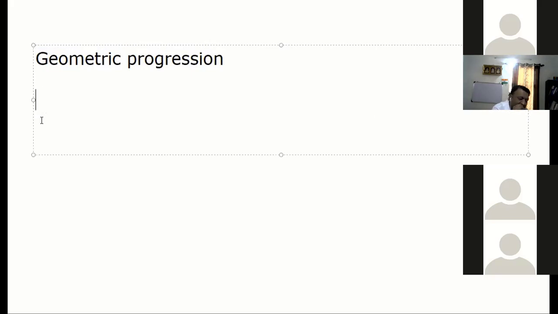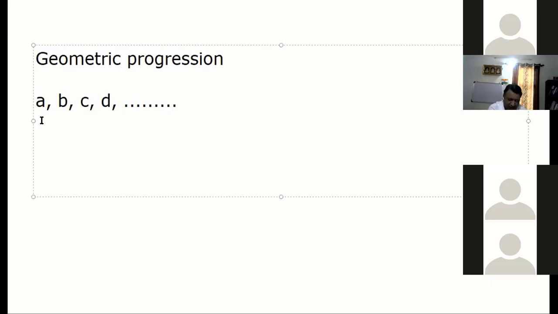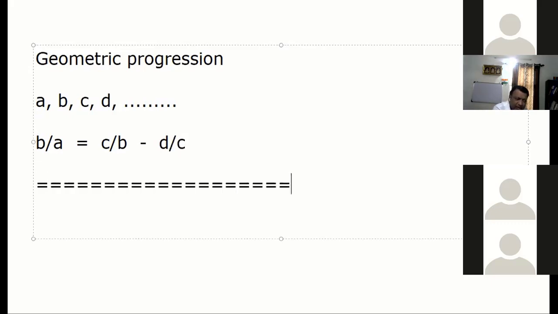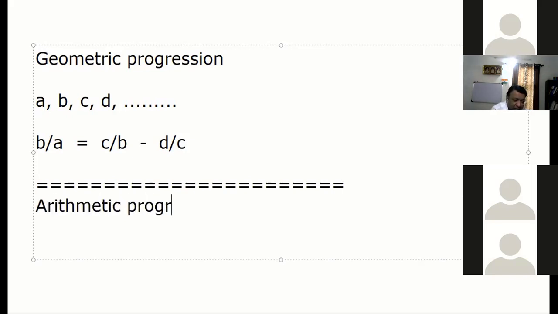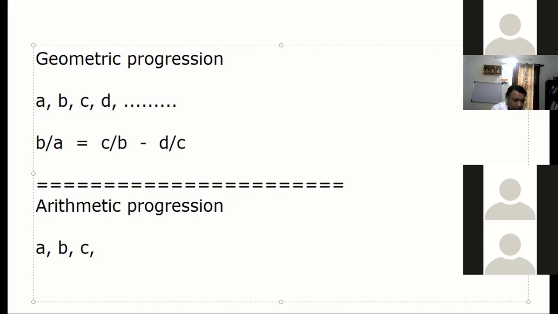So if I give terms A, B, C, D like that, what is the basic rule of geometric progression? It will be obviously B by A equal to C by B, equal to D by C. Agree, everybody? But if it is arithmetic progression, this is a very important thing for solving very interesting questions. So there it is C minus B. No, sir, C by B.